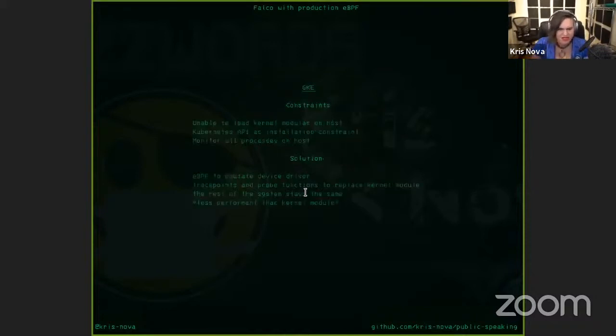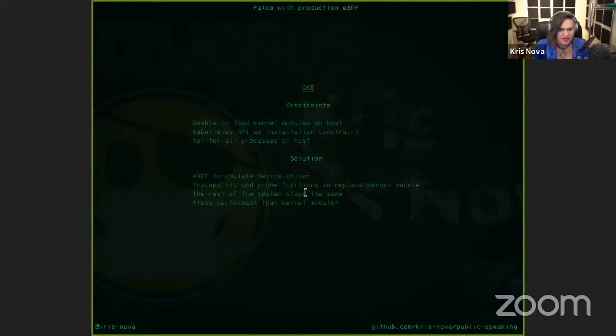So let's talk GKE. So we have some really notable constraints in GKE. Number one, you can't load a kernel module. That's just something that the systems that run GKE Kubernetes do not allow you to do. And if you communicate with them and you talk to them and see what their alternatives are, they suggest something like BPF as a solution to this. So you're not able to load kernel modules on the host.